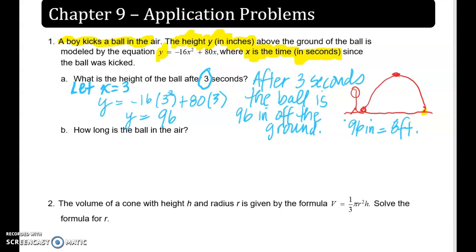Okay, so the second part of our problem says, how long is the ball in the air? Okay, and so we want to solve for this, and we don't know, so we're going to use the quadratic formula.